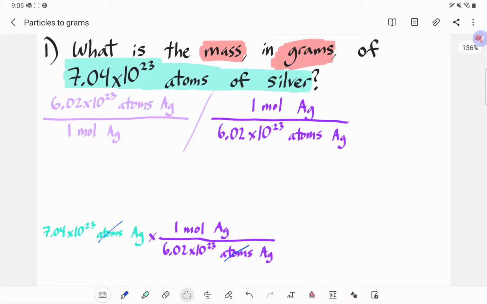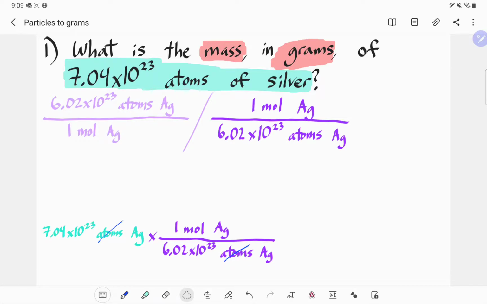Okay. We are now in moles of silver. We need to convert to grams of silver. So let's think about how we can go from moles to grams, and we've done that before. What we are going to need is to look up silver on the periodic table and find its molar mass.